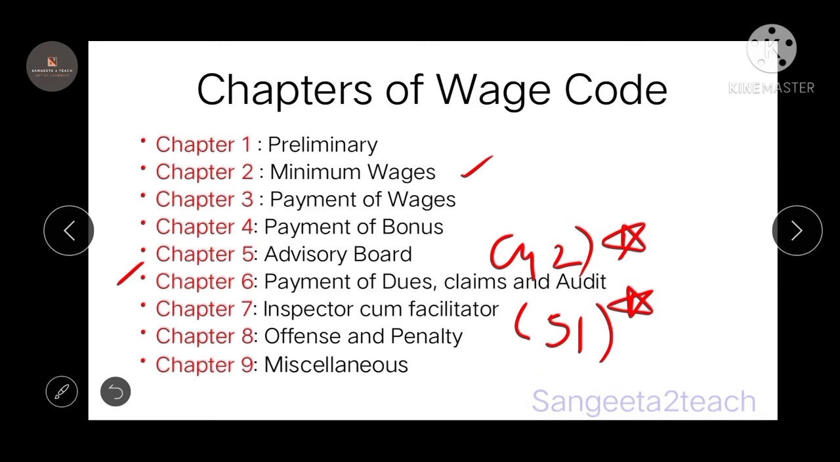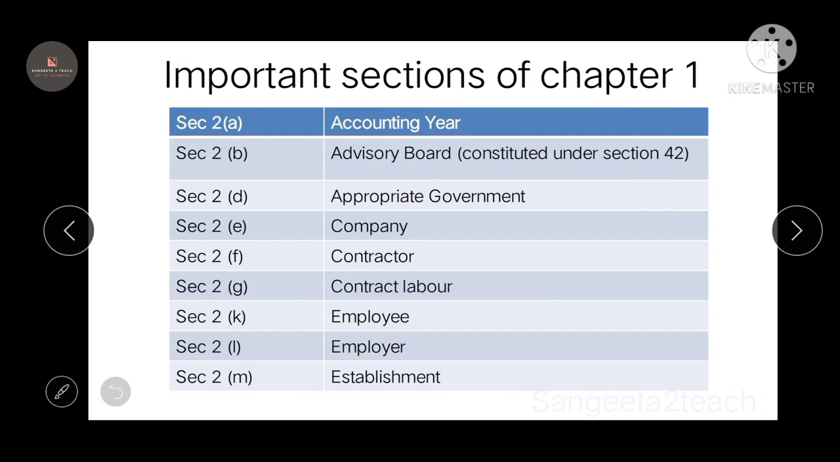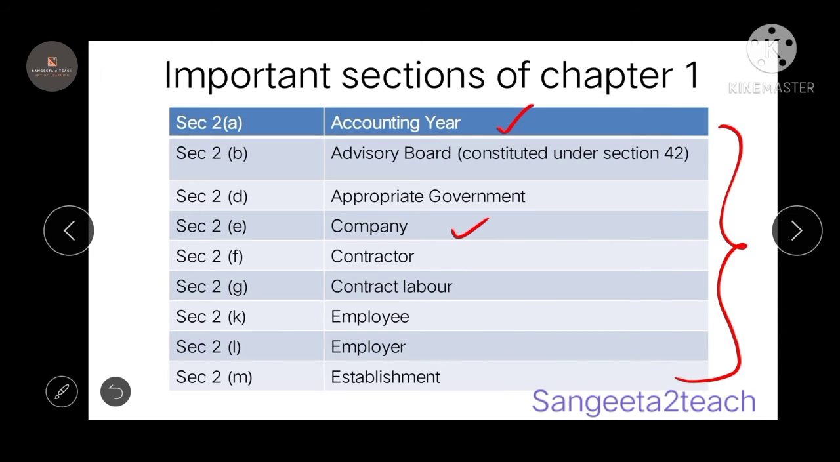Important sections particularly in chapter 1: Section 2(a) will deal with the accounting year. We will read in detail about this in the coming slides. For now, take a screenshot of this so that it will be easy for you. There might be a direct question. For example, Section 2(e) is related to company. So you might get this direct question, so please make a note of this. Section 2(a) deals with the accounting year. The accounting year starts from April 1st.